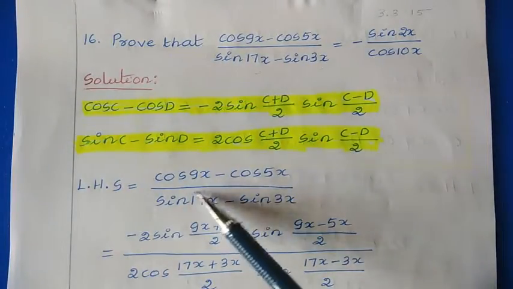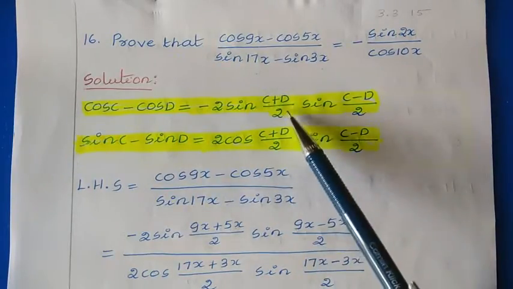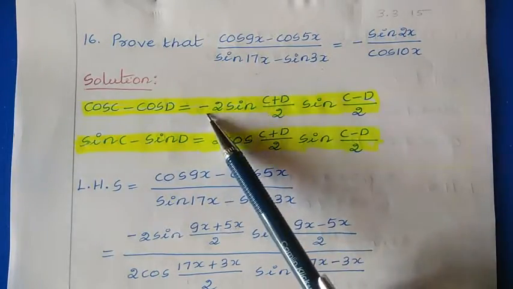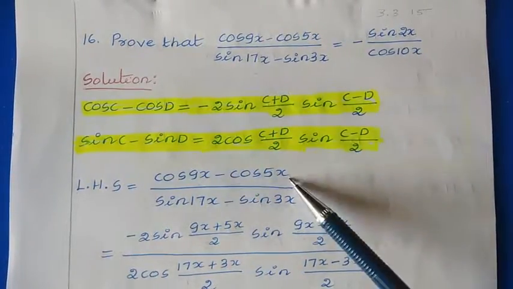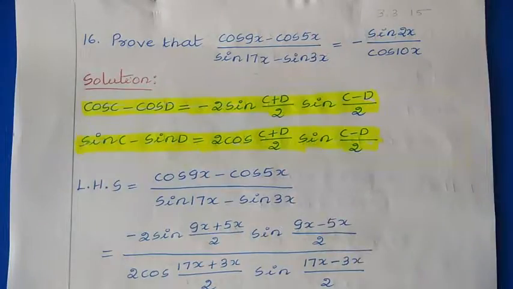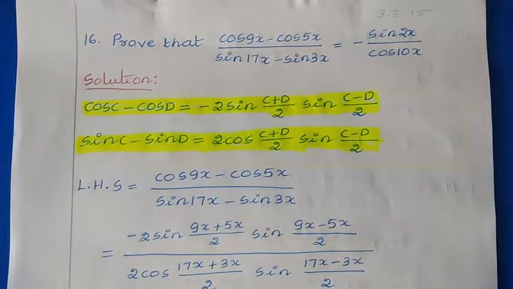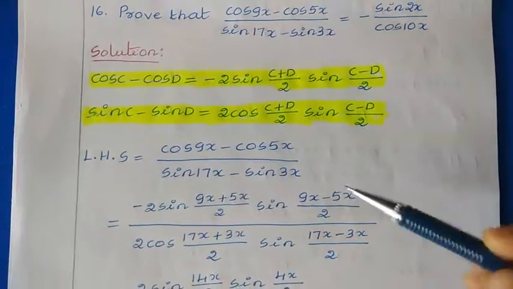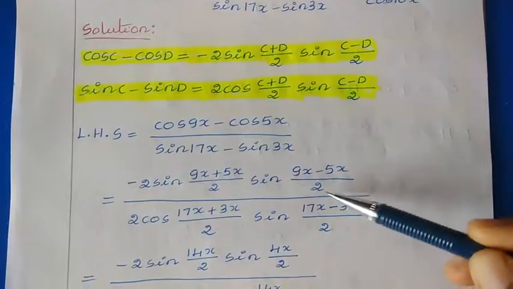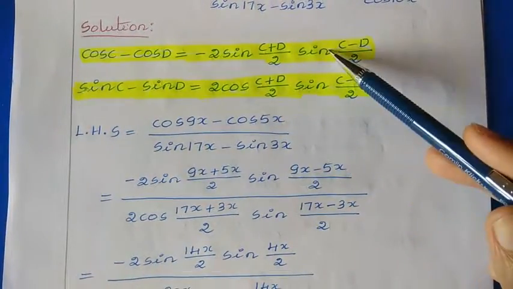So here we have cos 9x minus cos 5x. For this, I am applying this formula, and here there is a negative sign. So here C is 9x and D is 5x. So we get the answer minus 2 sin (9x plus 5x) divided by 2 into sin (9x minus 5x) divided by 2. That is about this one where I have applied this formula.